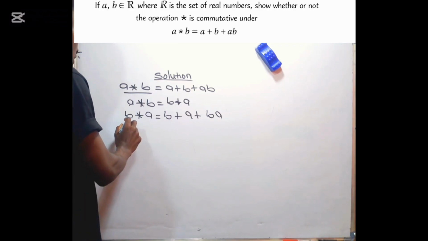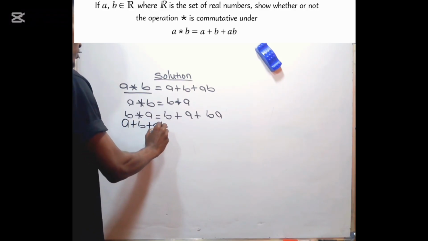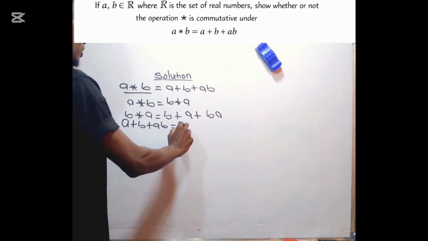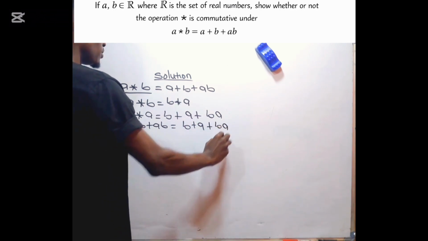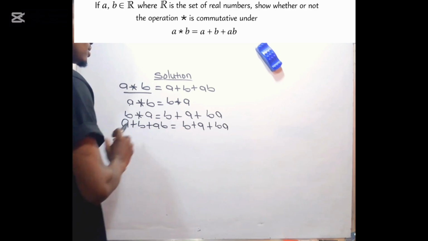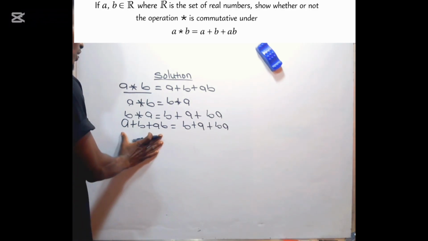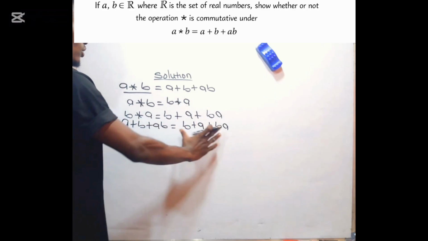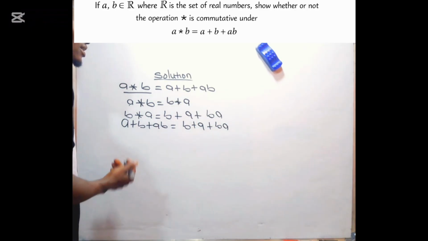Now, a asterisk b is a plus b plus ab. Let's equate it to b plus a plus ba. Is this operation commutative? Which means, is the value of the left hand side equal to the value of the right hand side? The answer is yes. But let's check.